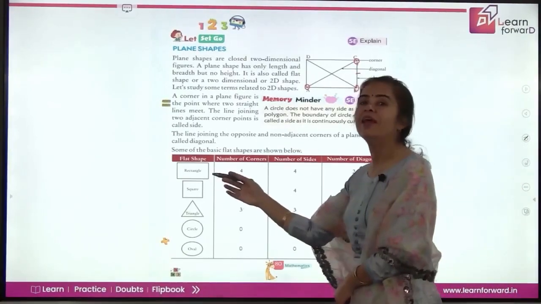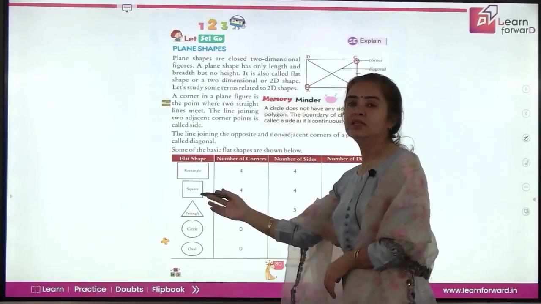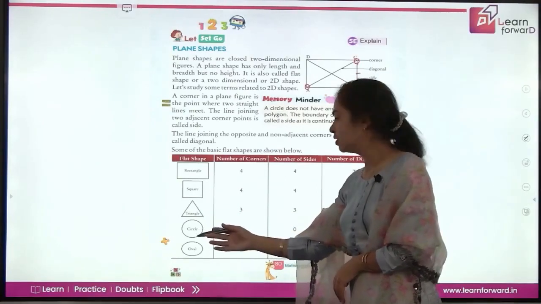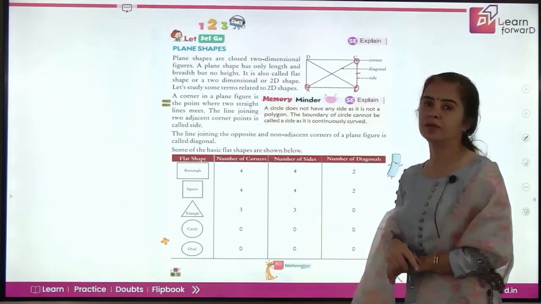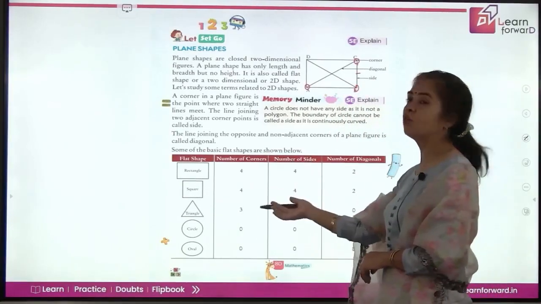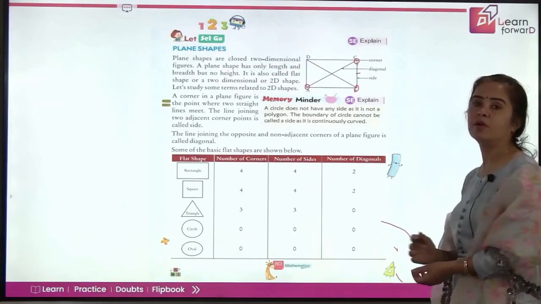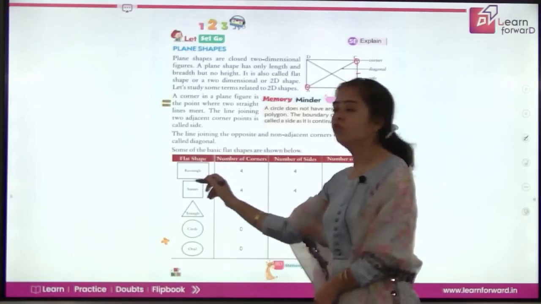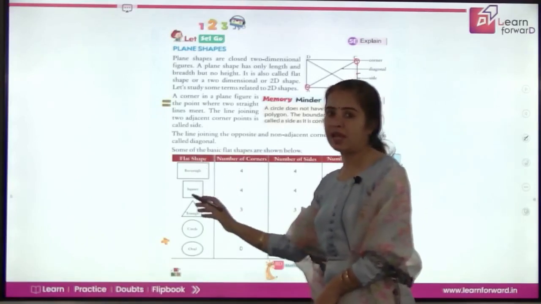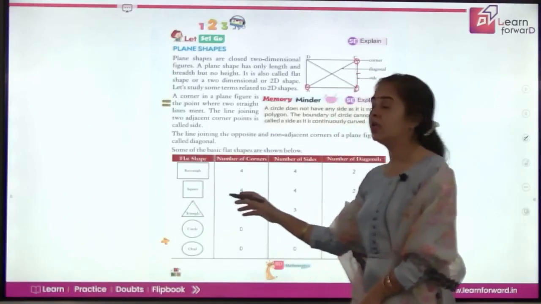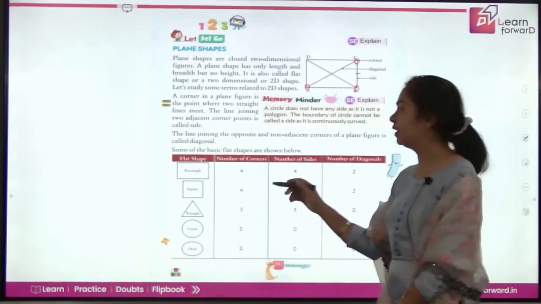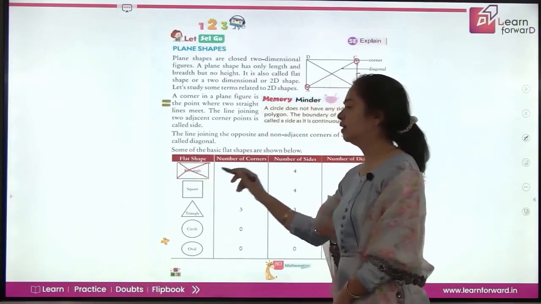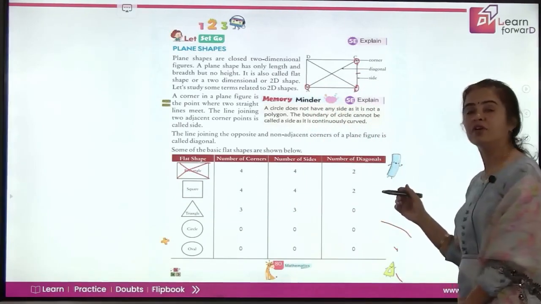This is a rectangle, you have already learned. This is a square. This is a triangle. Here you have a circle, and this is an oval. So when we talk about the number of corners, number of sides, and number of diagonals here, let's count. A rectangle has 4 corners, it has got 4 sides where the opposite sides are equal, and it has got how many diagonals? Let us draw and see. One diagonal, and this is the other diagonal. So here you have 2 diagonals.